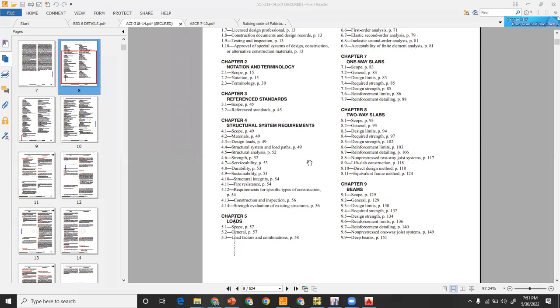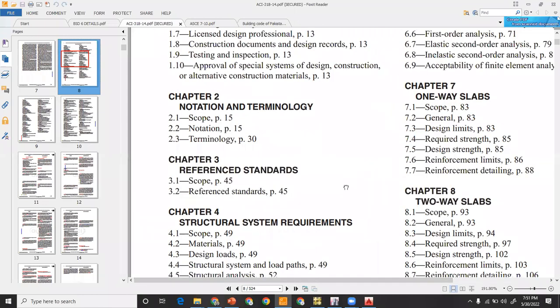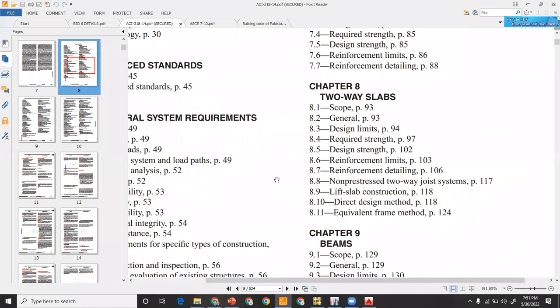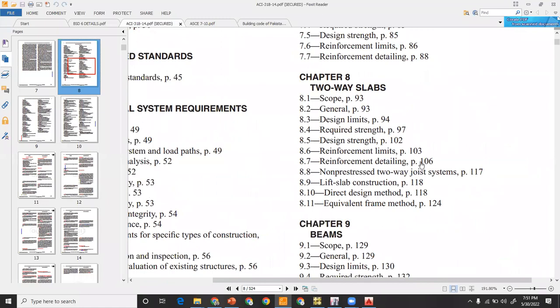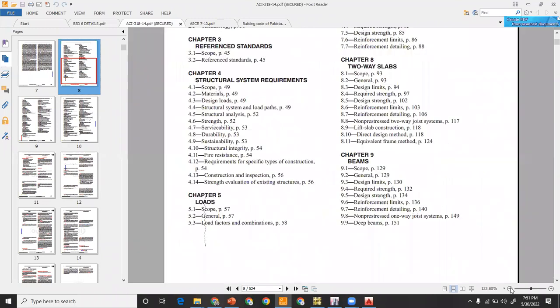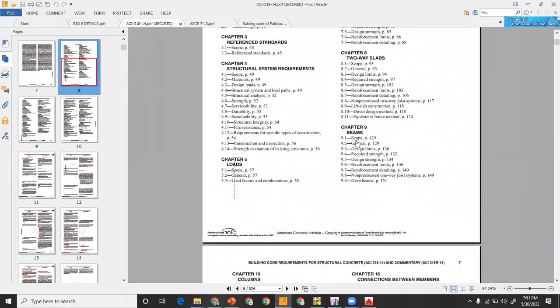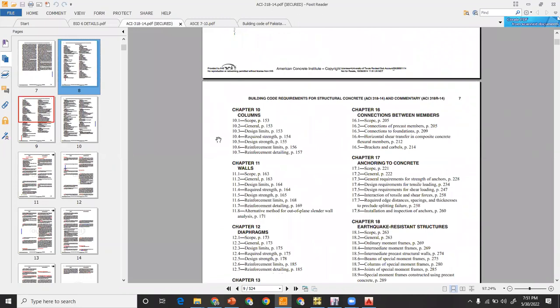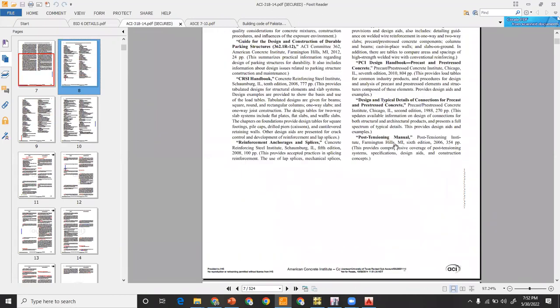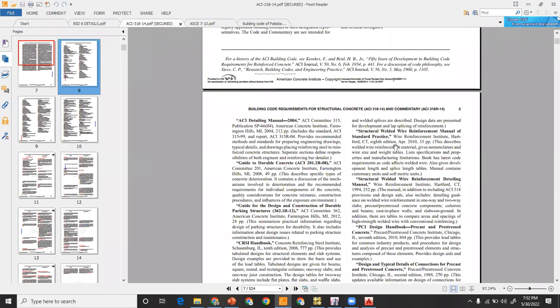So the next chapter is chapter number 8, which is about the two-way slab, in which there will be different criteria and limitations, what the reinforcement limits and reinforcement detailing are, and what the minimum thickness of the slab is, and all of these are given in this chapter. Chapter number 9 is about the beams, and chapter number 10 is about the columns, in which all the requirements in the case of the columns will be given. You can study it on your own, and you will deal with this code in this course from time to time.